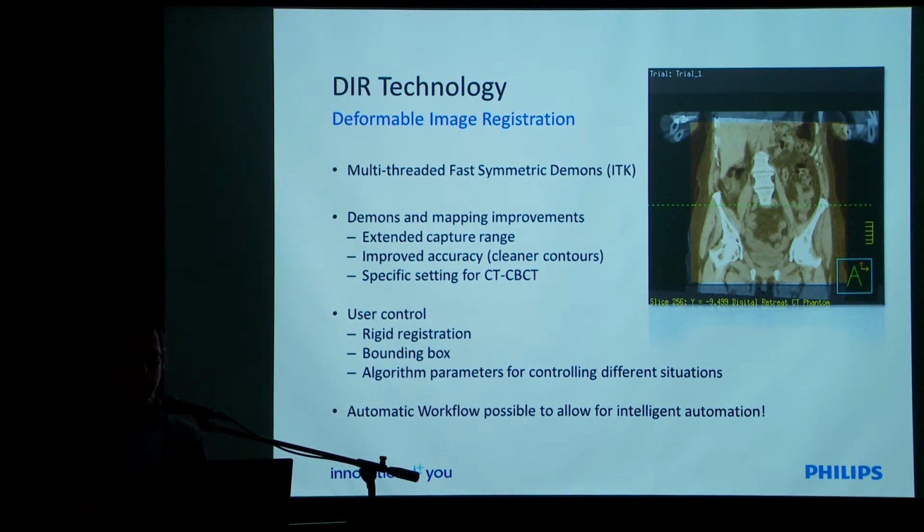There's improved accuracy, so additional algorithms, for example, to make cleaner contours, and also specific settings for cone beam CT. There's also additional user control settings, so the user can limit, when they wish, where the deformation will happen in the data sets. So if you only want the deformation to be in a certain specific part of the data set, you can set that as well in the software. And there's algorithm parameters for controlling different settings. So basically, how elastic the deformation needs to be.